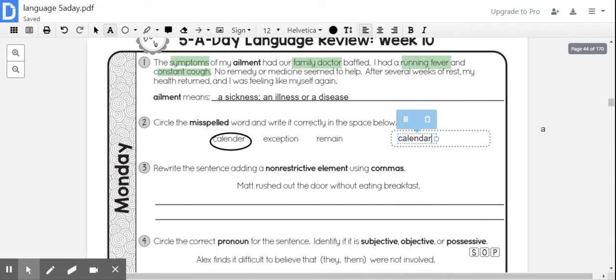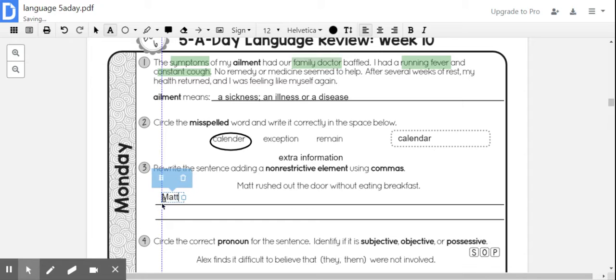Number 3, it says rewrite the sentence adding a non-restrictive element. Remember, that's just extra information about the subject. Okay. And we are using commas. So the sentence says, Matt rushed out the door without eating breakfast. So we're adding extra information about the subject, which in this case is Matt.